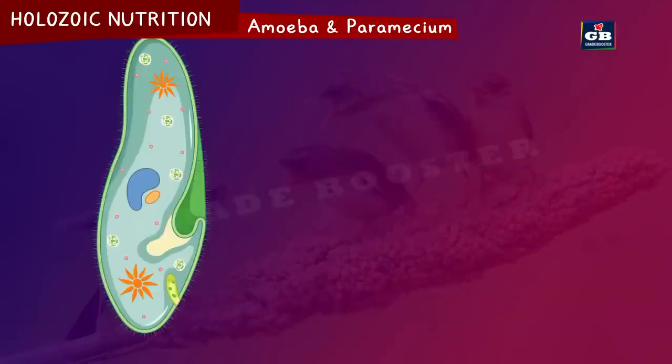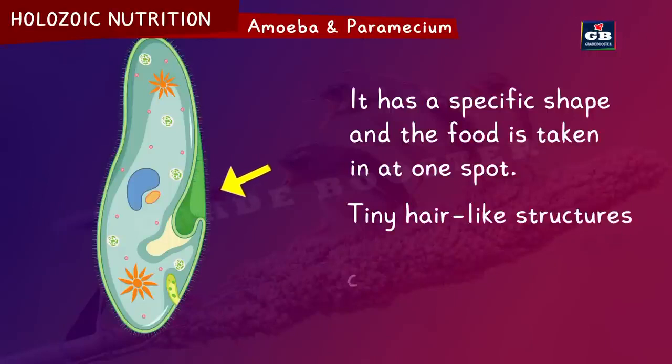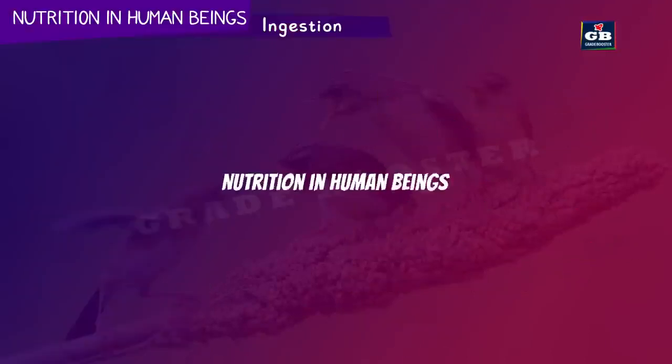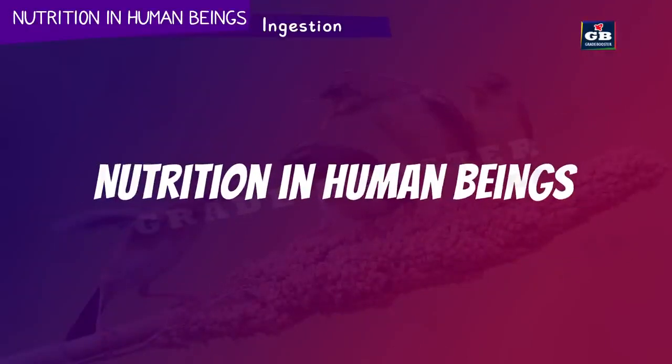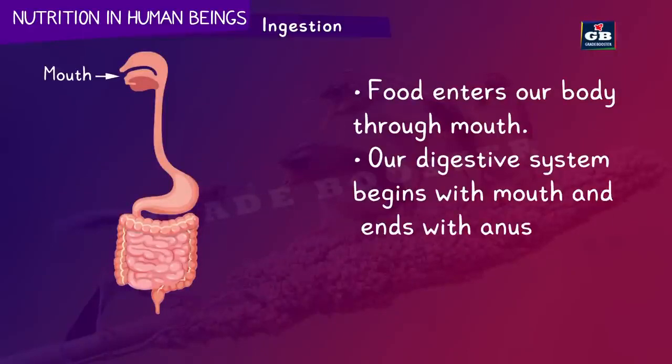In other single-celled organisms, like Paramecium, it has a specific shape and the food is taken in at one particular spot. Tiny hair-like structures called cilia help in moving the food to this spot for ingestion. Nutrition in human beings. Food enters our body through the mouth. Our digestive system begins with the mouth and ends with the anus.